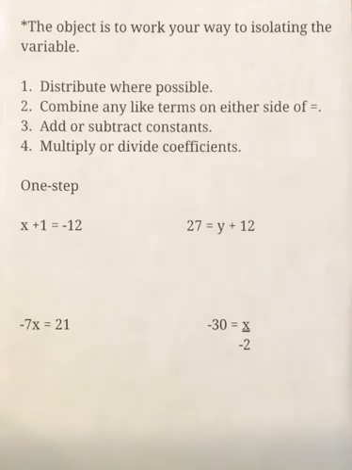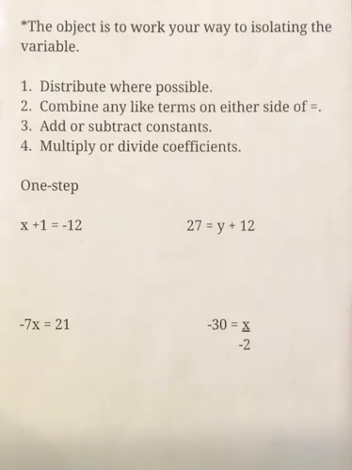Okay, so we're on to solving equations, and the point of solving an equation is to determine the value of the variable. So you work your way to the point where you have a variable all by itself on one side of the equal sign and a constant on the other. There is a series of steps that generally can be followed to make that happen.